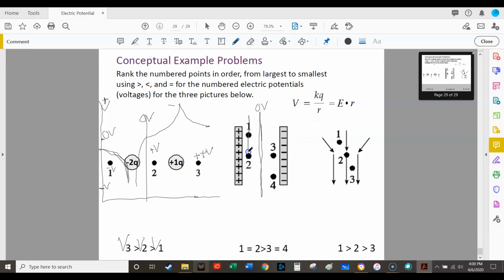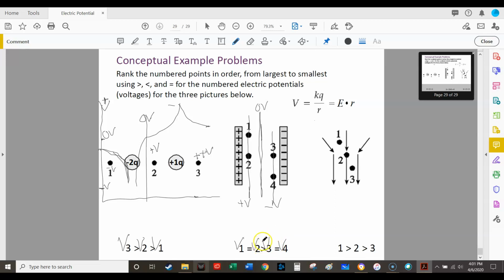And since 1 and 2 are right next to each other along the same vertical, they're both going to be the same voltage and positive. 3 and 4 are going to be negative and the same voltage. That means voltage 1 is equal to voltage 2, but greater than voltage 3 and voltage 4. These are both negative and equal to each other.